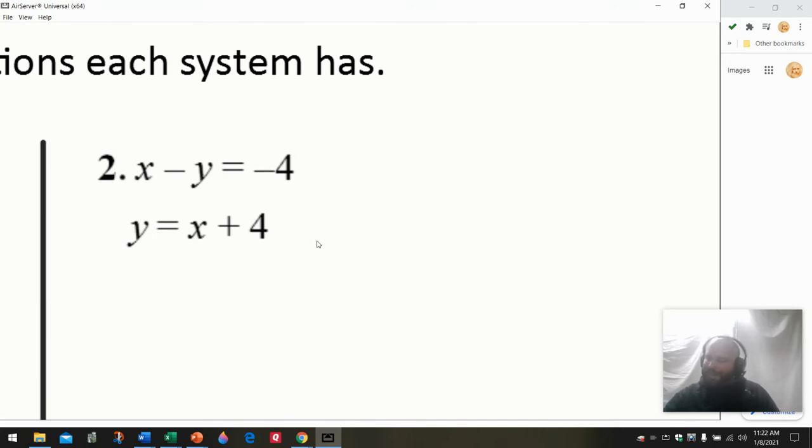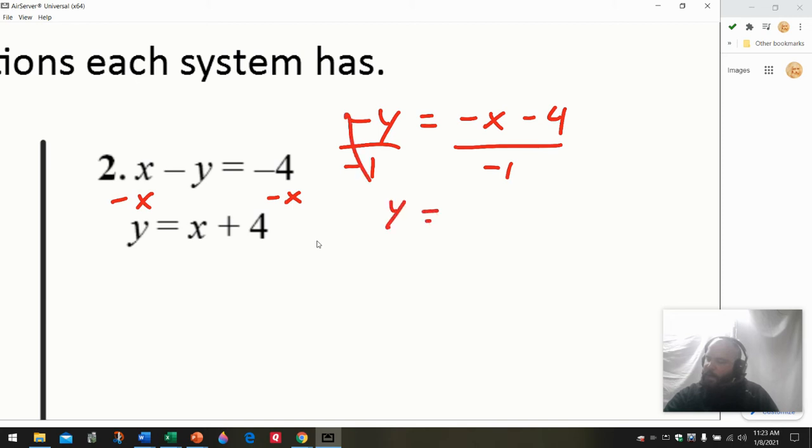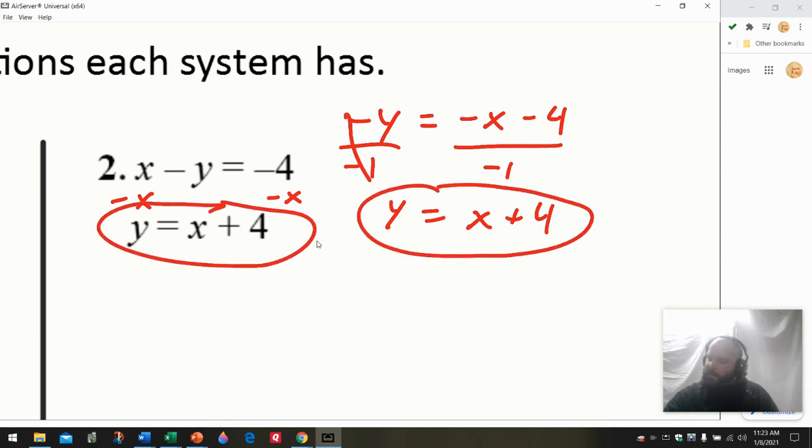Now, looking at number 2, the first one is in standard form. So we need to get that into slope-intercept form by subtracting x from both sides. So I end up with -y is equal to -x minus 4. Then I divide by -1, and I get y equals x plus 4. Okay, now if I look at this equation, and I look at this equation, the m is 1, and the b is 4. In this one, m is 1 and b is 4.